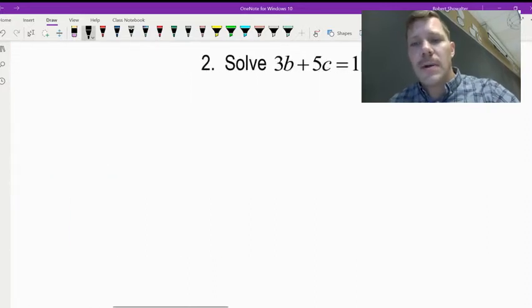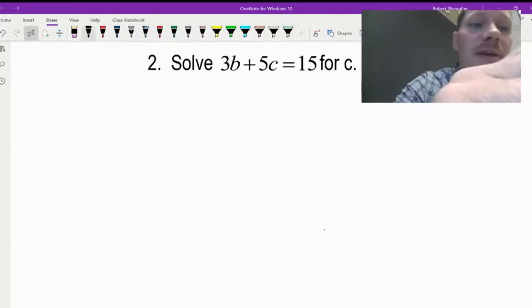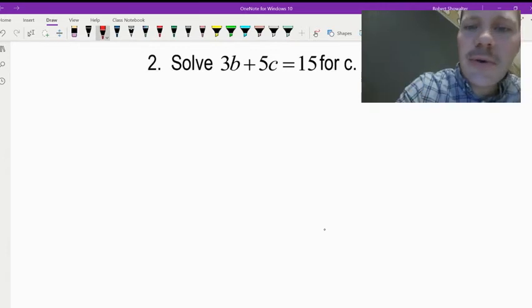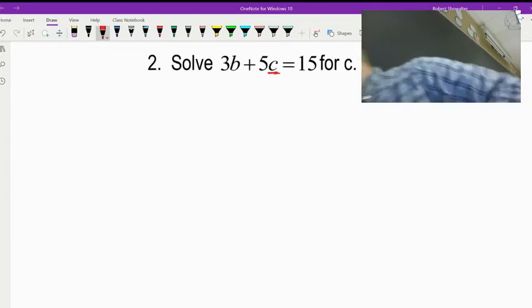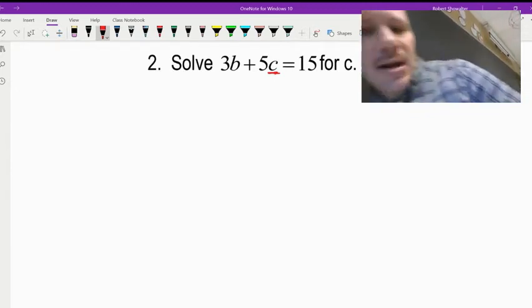Okay, let's go to the next problem. Here we go. We are solving it for C. So let's identify where C is. Right there. We want to dig that out. We've got two things that are happening to C.